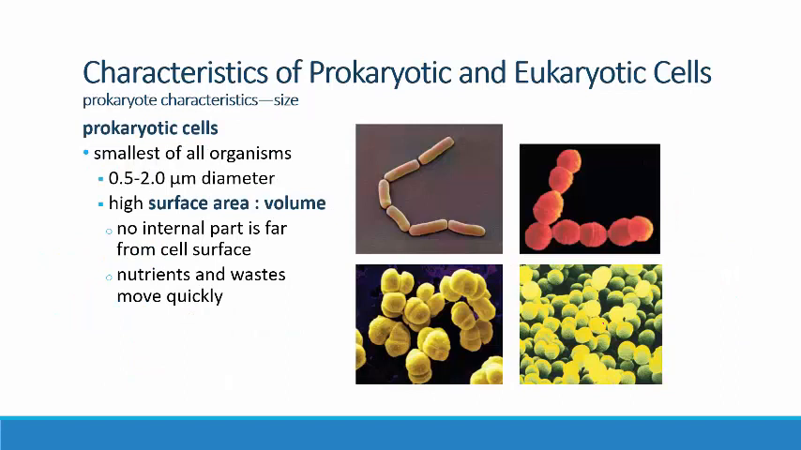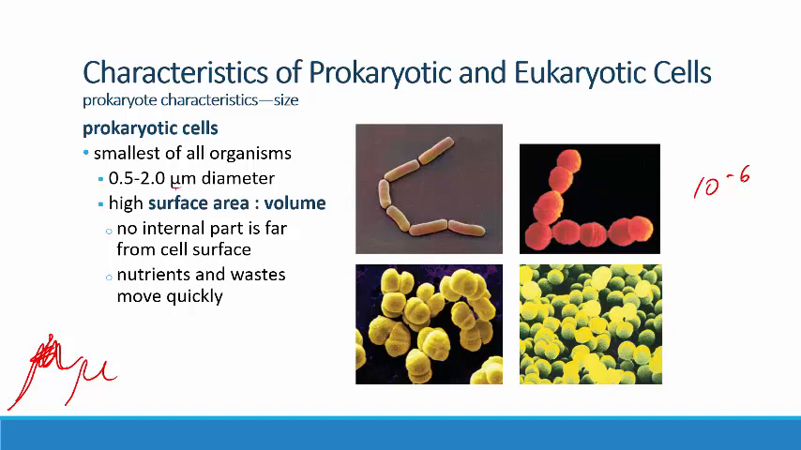Okay, so we'll start by looking at the characteristics of prokaryotic cells. Prokaryotes are among the smallest of all the living organisms, with sizes that range from a half micrometer all the way up to 2 micrometers. The symbol for micro looks like a cursive M with a long tail. That means micro, so that's 10 to the minus sixth. So we're talking about a half of one-millionth of a meter all the way up to two-millionths of a meter in diameter.